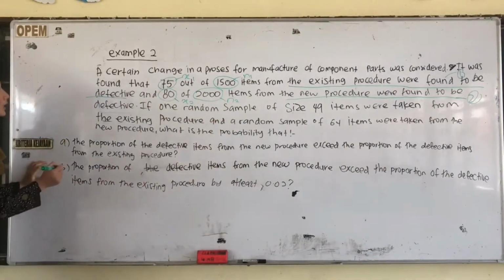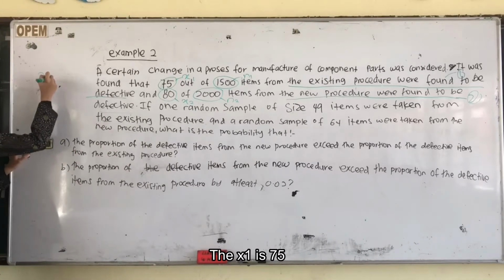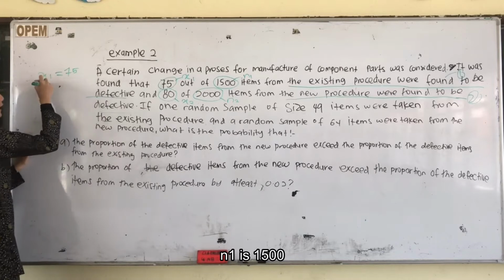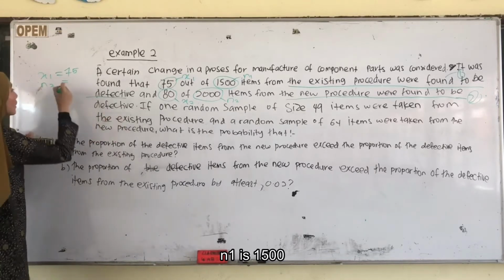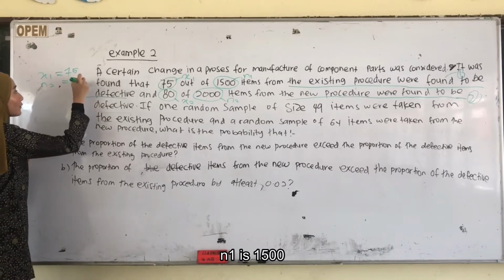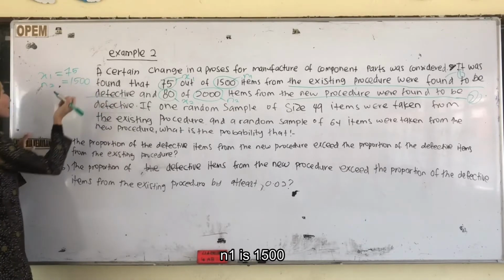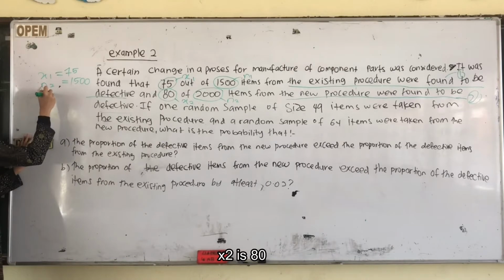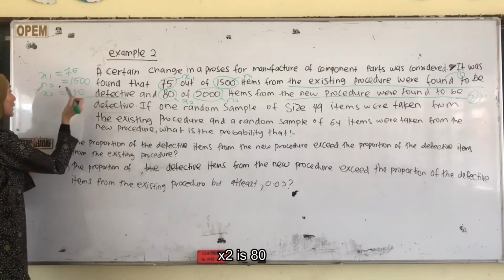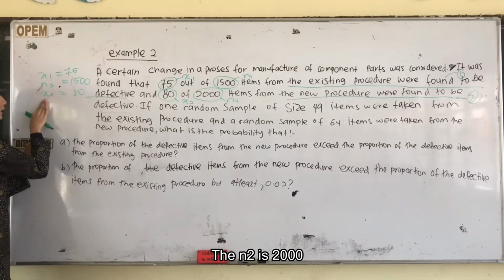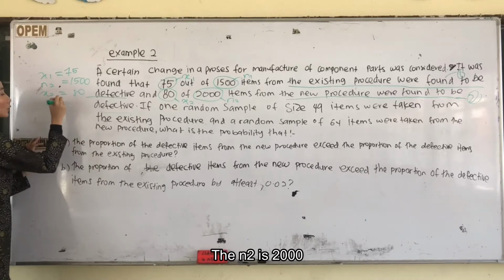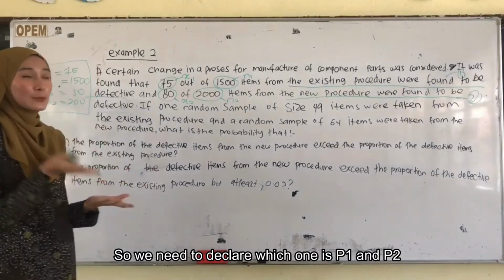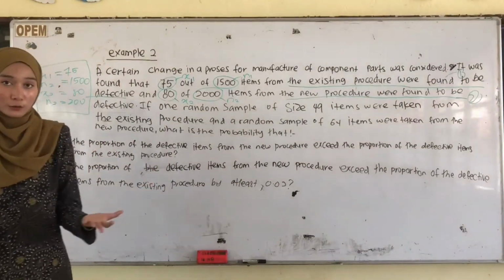Okay, the S1 is 75 and N2 is 1500, and the S2 is 80 and the N2 is 2000. So we need to declare which one is P1 and which one is P2.